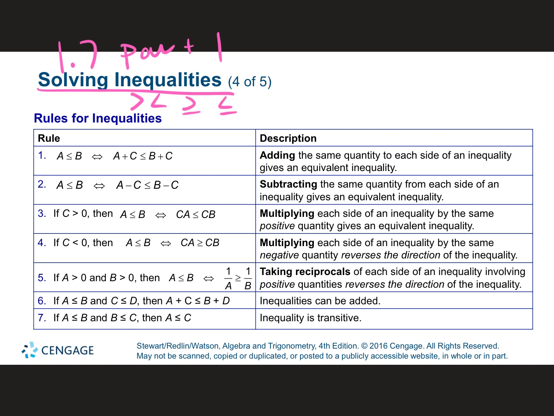The most important part on this page is when we are multiplying each side of an inequality by the same negative quantity, it reverses the direction of the inequality. So if we multiply or divide by a negative number, we have to flip the sign of the inequality. So we reverse the sign.